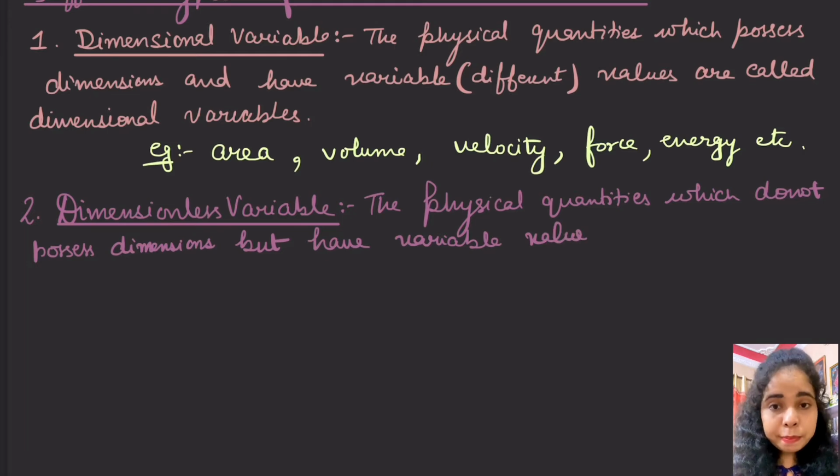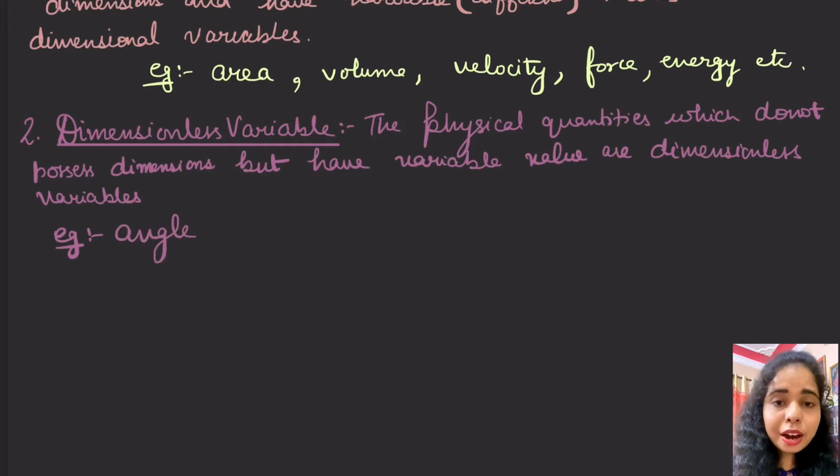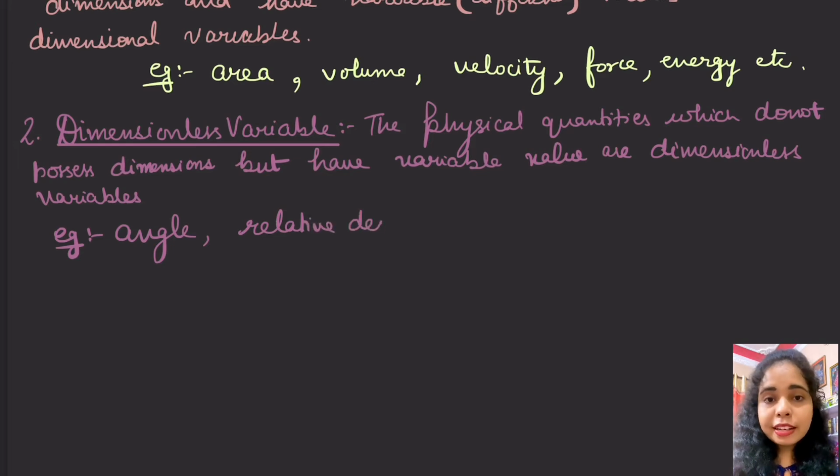So various examples in physics exist for the dimensionless variables. For example, angle. We can change the angle from 0 to 360 degrees. So these values are changing. The value of angle is changing, but it is dimensionless. How is it dimensionless? Because we know angle is equal to arc upon radius, that is, it is the ratio of two similar quantities. So when we have a ratio of two similar quantities, then it does not have any dimensions.